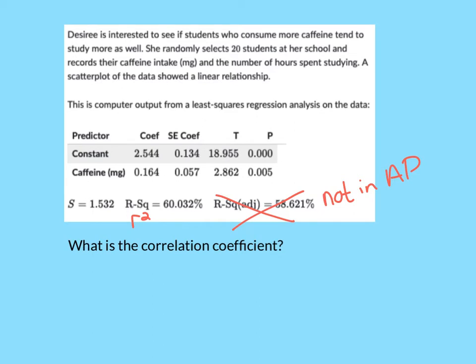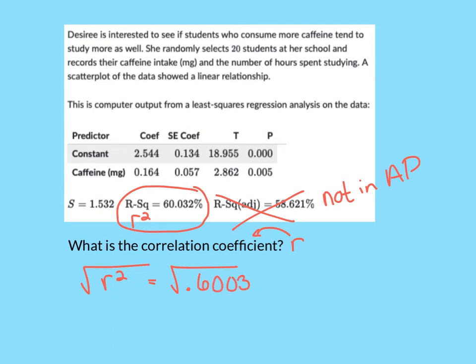We won't use it. So I'm going to have to get my correlation coefficient, which you should know is R, by doing R squared. So all I need to do is take the square root of R squared, or the square root of, need to change it to a decimal, 0.60032. I put that in my calculator, and I get that R is approximately equal to 0.775.